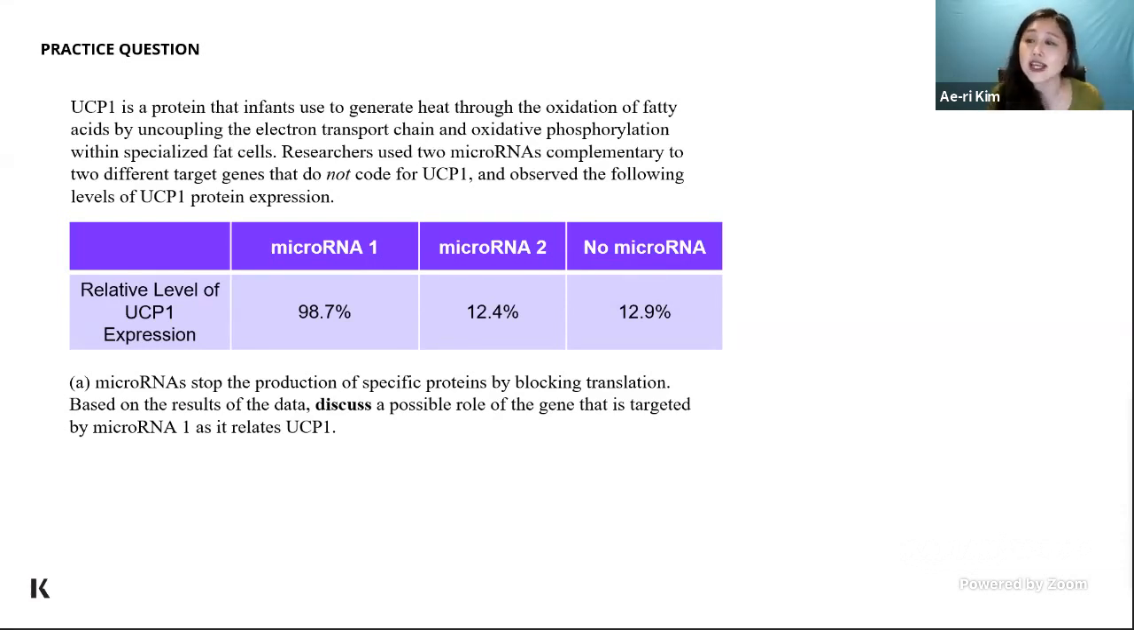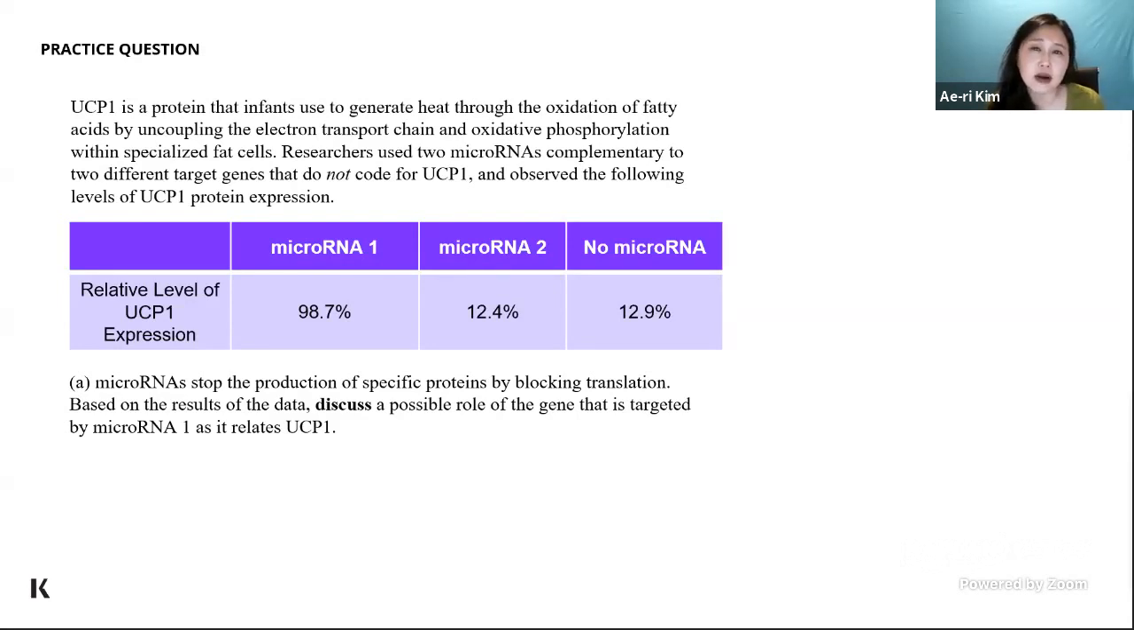Well, I mean, it doesn't say anything more than that it is complementary. So let's think about this. If we're told that it stops the production of specific proteins by blocking translation. Micro just means mini, like a little piece of RNA that is then binding complementary to other RNA. So what do you think?